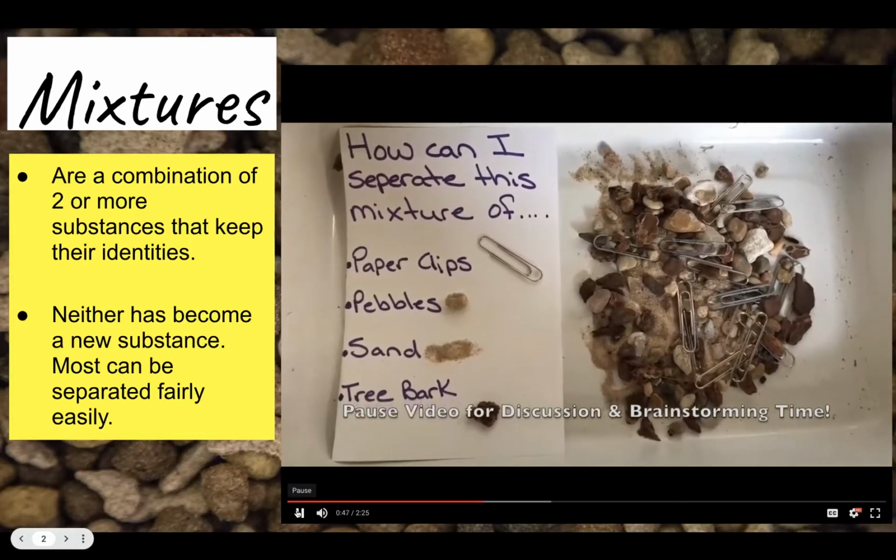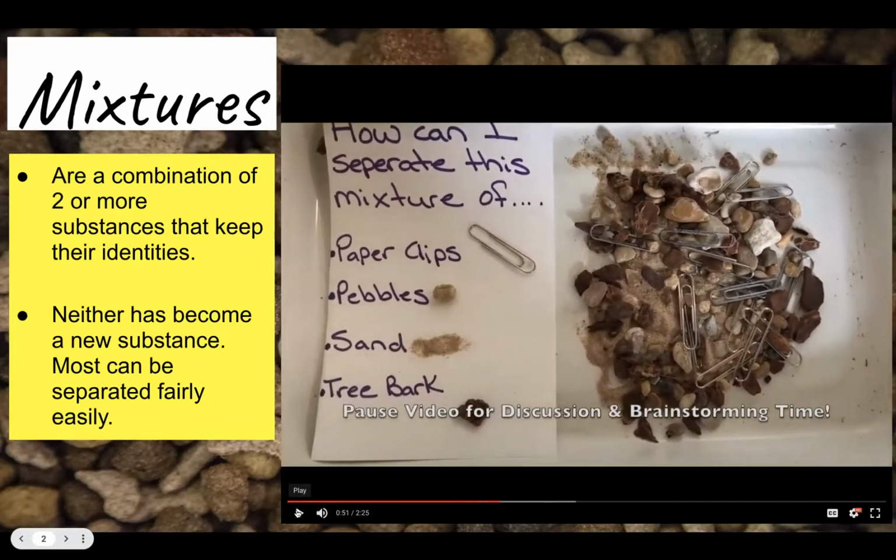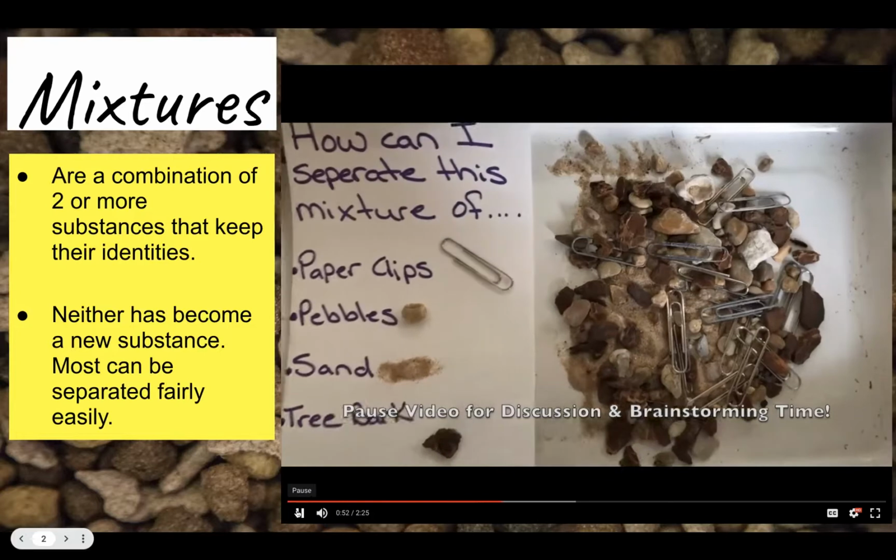Teachers, feel free to pause the video to allow students time to discuss and brainstorm. But my question for y'all is, how can I separate this mixture of paper clips, pebbles, sand, and tree bark? So think of those four things. What are some physical properties that we can use to our advantage to help us separate that? Again, feel free to pause the video so students can formulate a plan and maybe identify some science tools they want to use, but I'm going to go ahead and move right into it for the sake of time.